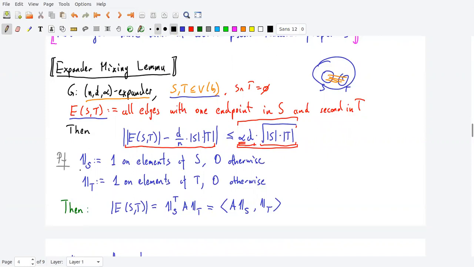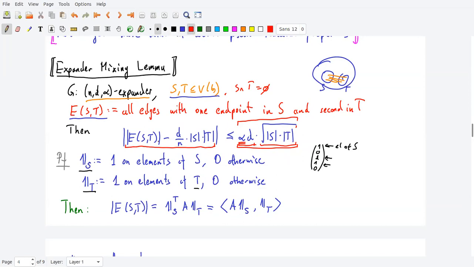Okay, so let me look at the following two vectors. One vector is the vector of ones on the set S. This is a column vector where I put zeros and ones, and the ones are on the elements of S. You can view the coordinates in your vector space as being, of course, labeled with the vertices of your graph. So this is one on the set S, and similarly one on the set T: I put ones on the elements of the set T and zeros otherwise.